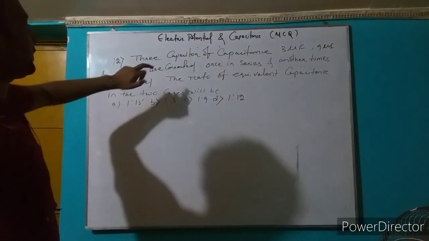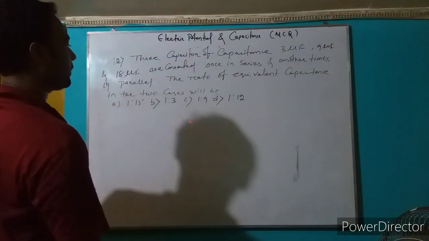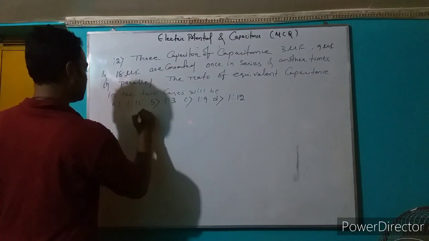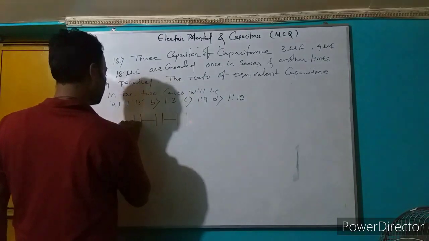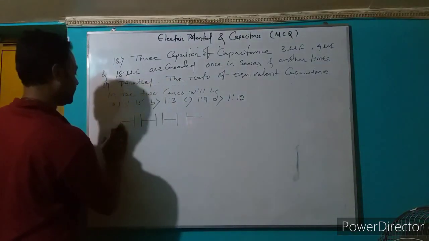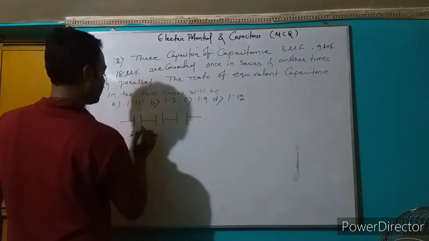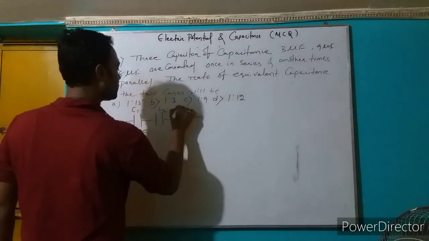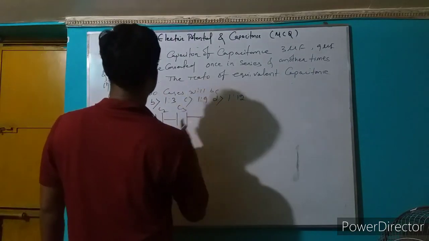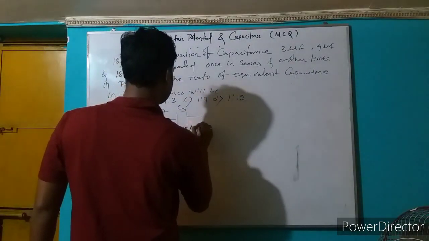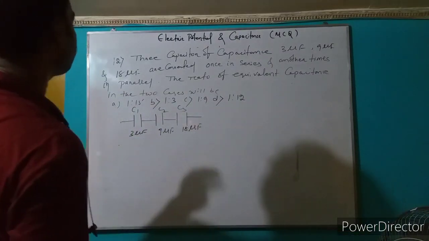here in question number 12, 3 capacitors of capacitance 3 microfarad, 9 microfarad and 18 microfarad are connected once in series. So this is capacitor 1, capacitor 2, capacitor 3. They are connected in series, whose capacitances C1, C2, C3 are 3 microfarad, 9 microfarad and 18 microfarad. Clear? They are connected in series and another time in parallel.